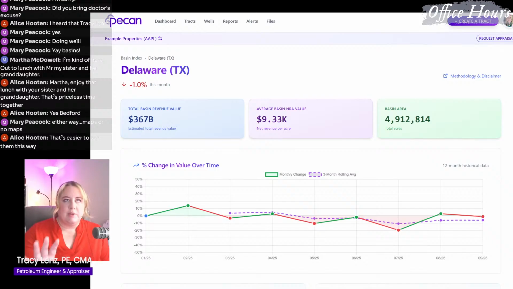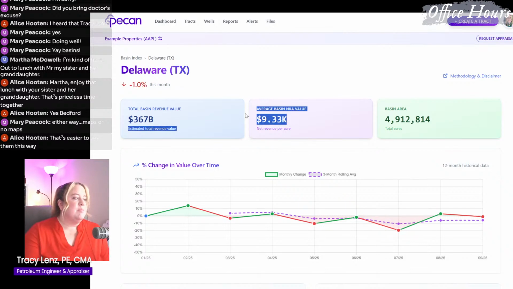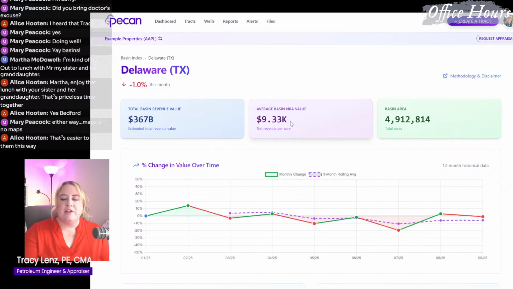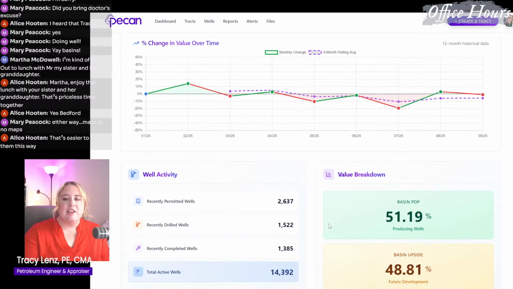Most of the time, I will say, the wiggles are due to commodity prices. Everything else is secondary to commodity price in terms of how it can affect basin-wide changes. But if you're not seeing it trend with commodity prices, that's when it's like, what's going on? And much like any other index, this dollar per net royalty acre that we're displaying here is not what you would want to transact at. This is just a baseline.